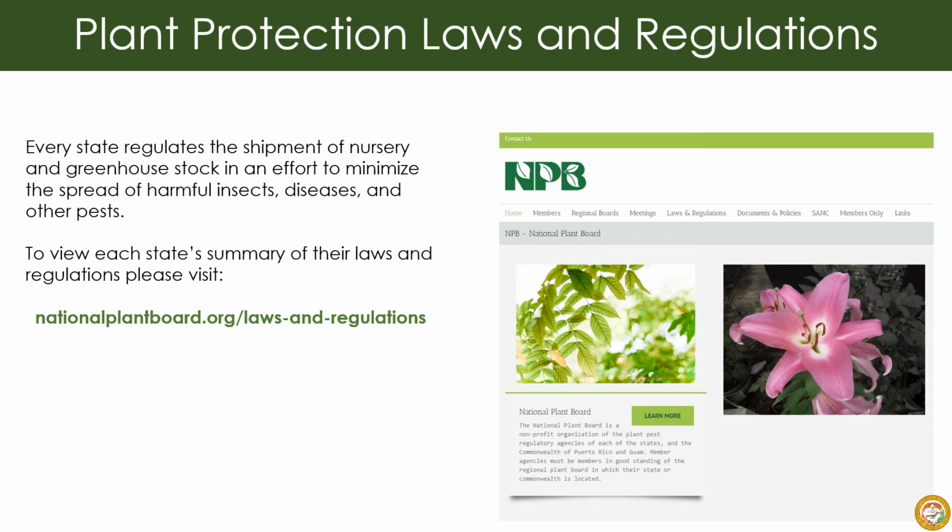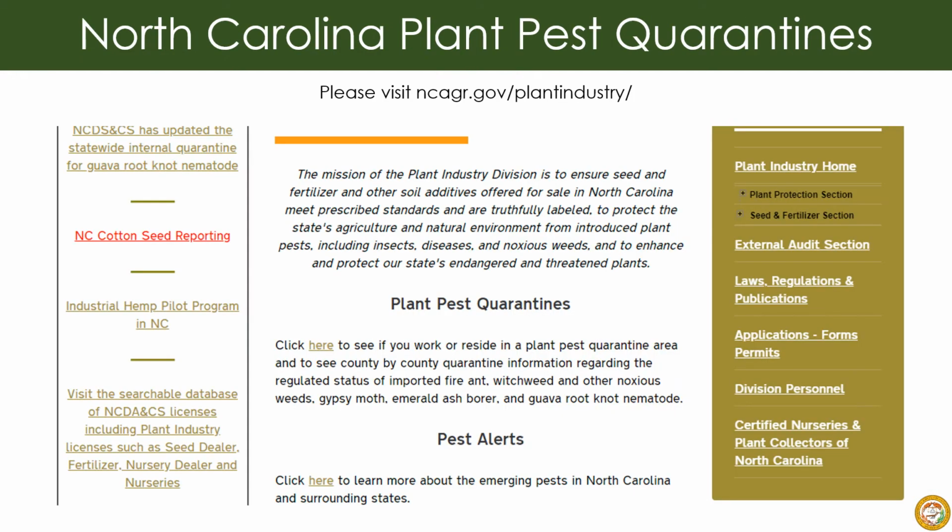The first resource I want to cover is the National Plant Board website. The National Plant Board is a nonprofit organization of the Plant Pest Regulatory Agency of each state, including Puerto Rico and Guam. Every state regulates the shipment of nursery and greenhouse stock in an effort to minimize the spread of harmful insects, diseases, and other pests. On this website, you can find a summary of each state's laws and regulations pertaining to plant protection. If the information you're seeking is not found on one of the state summaries, you can reach out directly to that state's Department of Agriculture for further guidance.